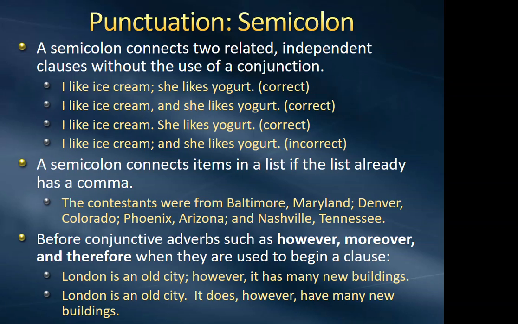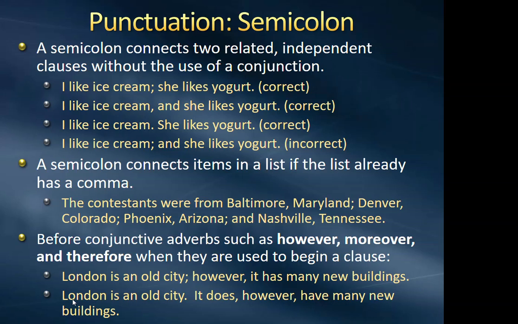All right, you also use semicolons before conjunctive adverbs such as however, moreover, and therefore when they're used to begin a clause. All right, here's an example: "London is an old city; however, it has many new buildings." And remember, you don't capitalize the letter that comes after the semicolon.